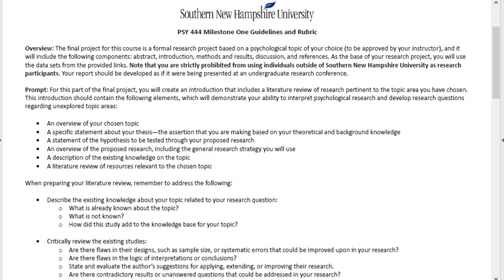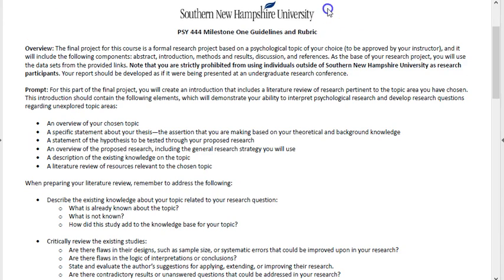Once again, this is a hypothetical research investigation. You are not actually carrying out a study. To that point, you are not permitted to recruit participants or use any real participants because that would require IRB approval, and in this 8-week course, that's just not feasible.